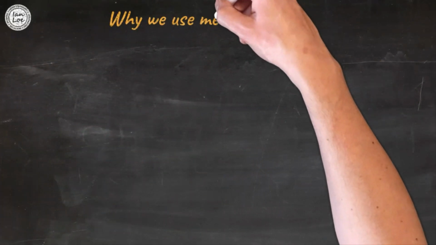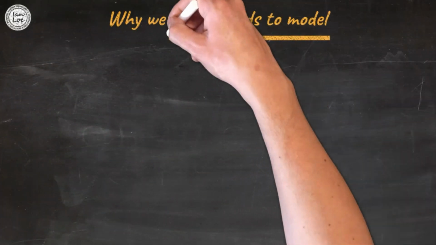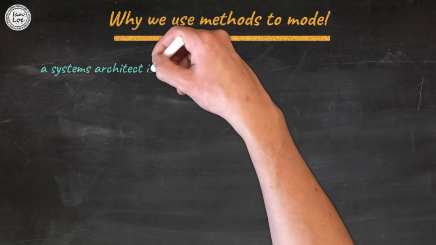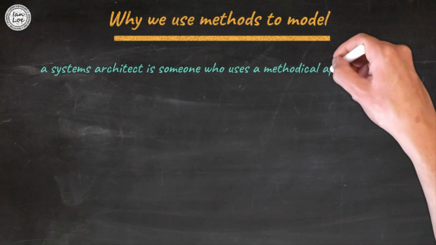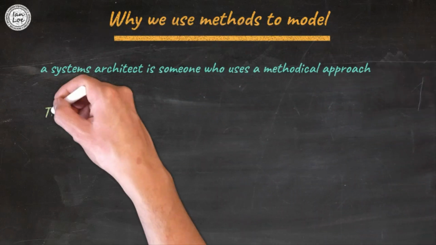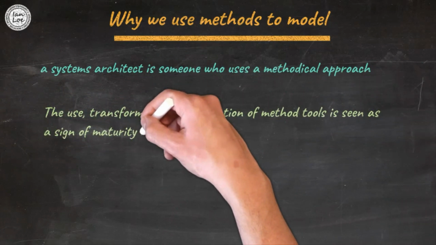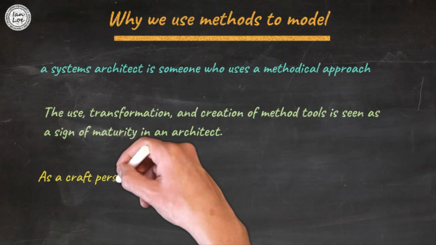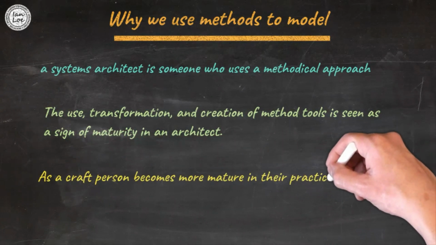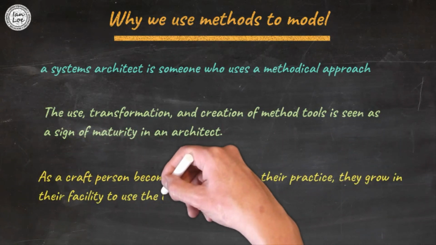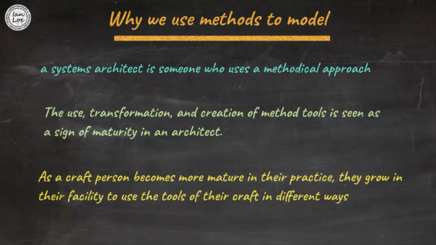Why do we use methods to model? The earlier definition stated in part that a systems architect is someone who uses a methodical approach. The use, transformation, and creation of method tools is seen as a sign of maturity in an architect. As a craftsperson becomes more mature in their practice, they grow in their facility to use the tools of their craft in different ways. This leads to generativity in one's profession and extends the current boundaries of practice. But one's use of methods should not be mechanical.